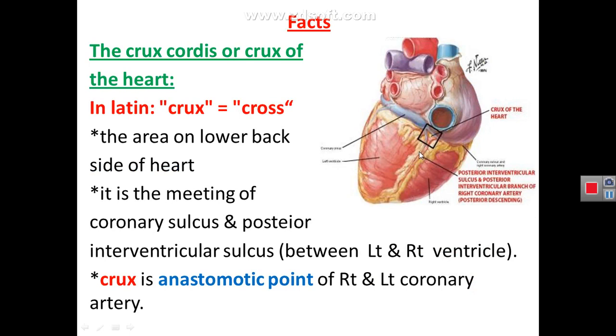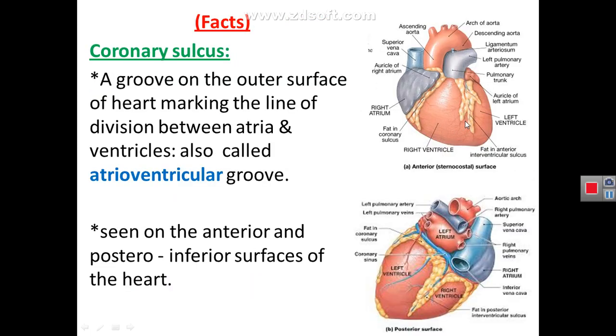There are also grooves or sulci between the right and left ventricles. So here on the inferior aspect of the heart, you can see that this is the left ventricle, while this is the right ventricle, and in between them, this region contains a groove, which is called the posterior interventricular sulcus. And also here, this is the left ventricle, while that is the right ventricle, and in between them is also an anterior interventricular sulcus.